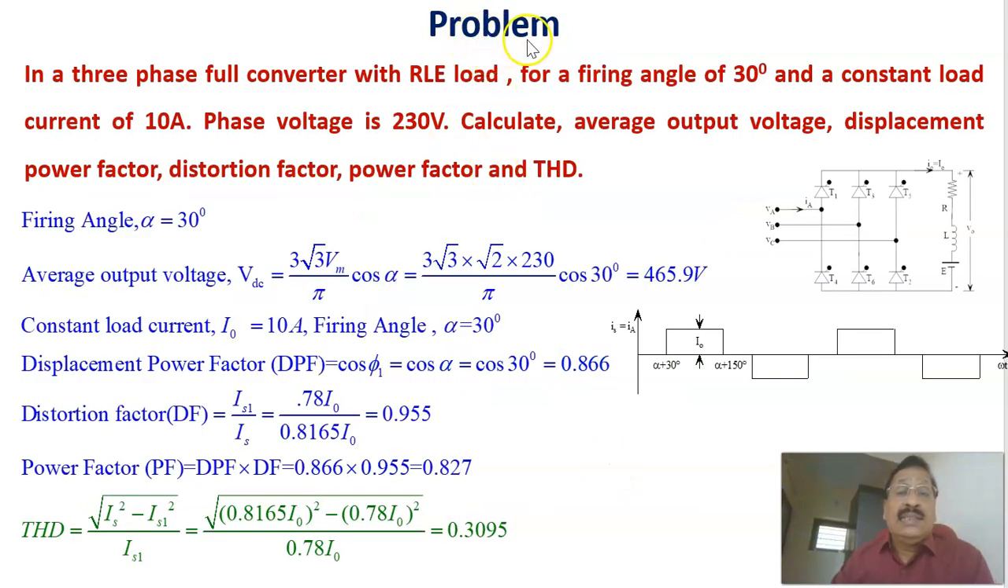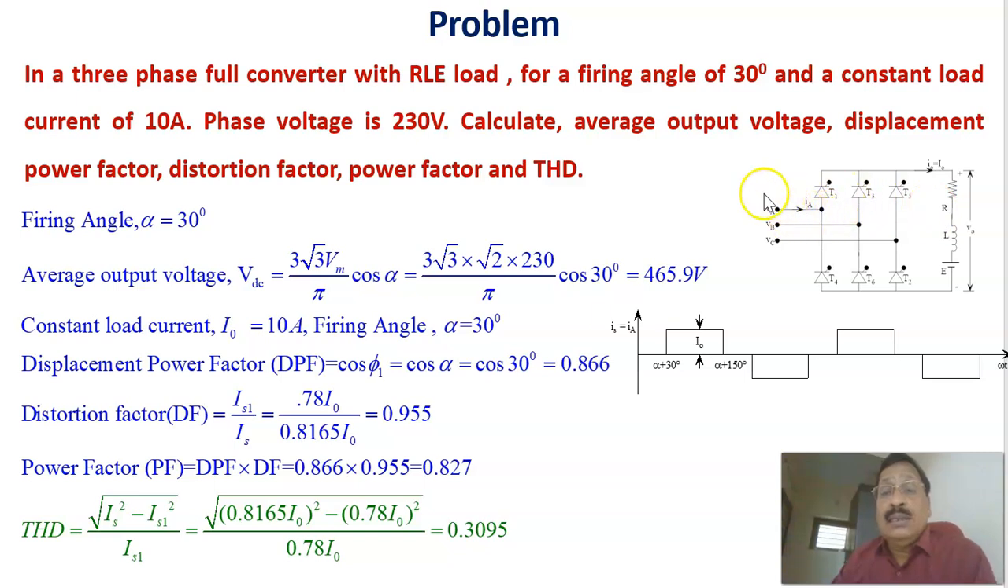Now let us see an example. In a three-phase full converter with RLE load, for a firing angle of 30 degrees and a constant load current of 10 amperes, the phase voltage is 230 volts. Calculate the average output voltage, displacement power factor, distortion factor, power factor, and total harmonic distortion. The circuit topology is this one.